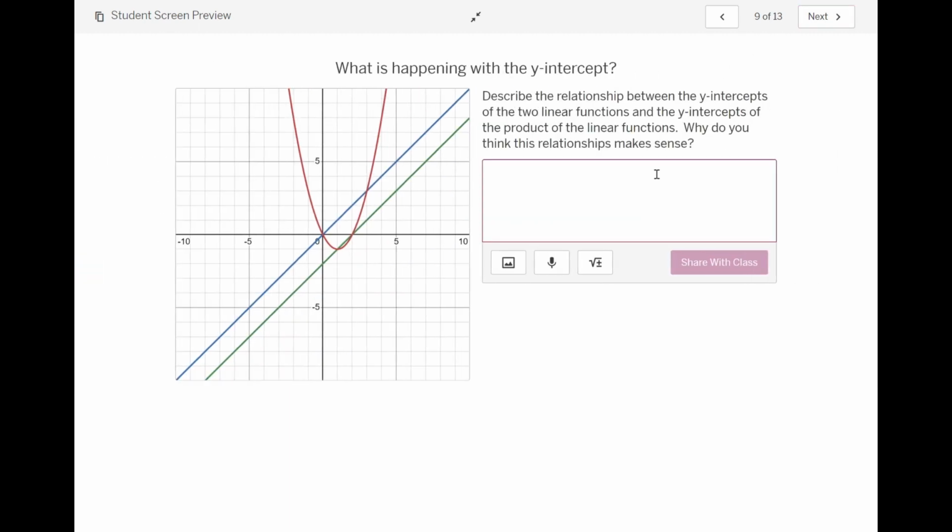Okay, let's look at the relationship between the y-intercepts. So on my blue graph, my y-intercept is 0, 0. On the green graph, my y-intercept is, let's see, looks like negative 2. So 0, negative 2. And on my red graph, my quadratic function, again, we're multiplying the two linear factors. It turns out my y-intercept here is 0. 0, 0. Okay.